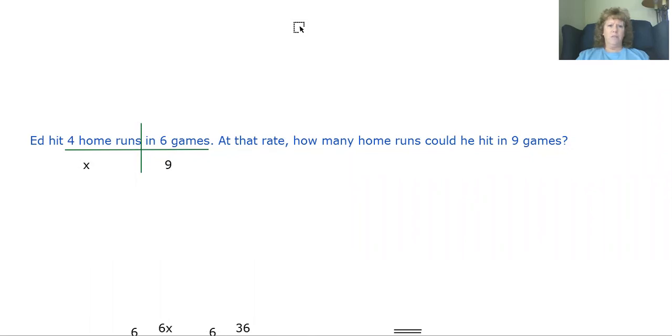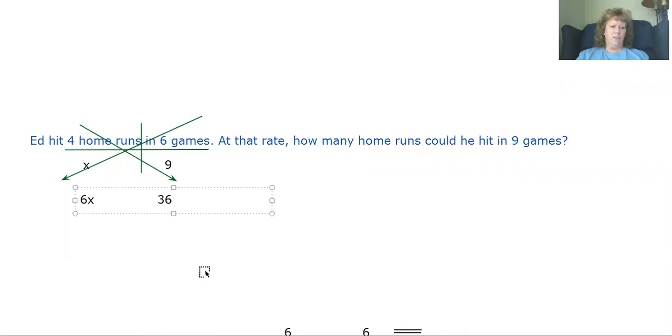And then if we cross multiply, 9 times 4 and 6 times X, we'll have 6X, and 9 times 4 is 36. So then if we divide both sides here by 6, so that X will be by itself, 6 will go into 6, will cancel, and 6 into 36 will go 6 times.